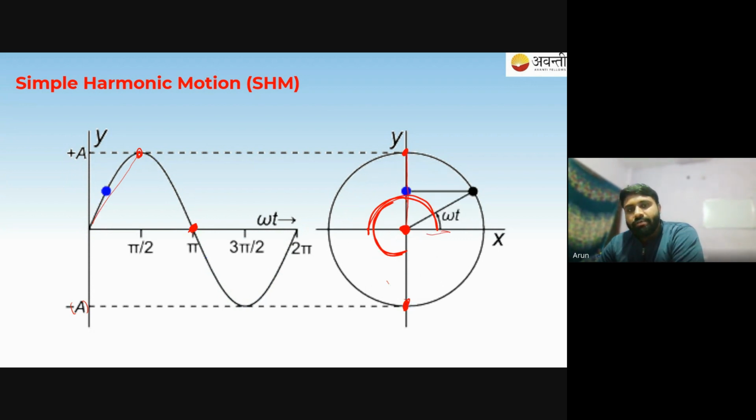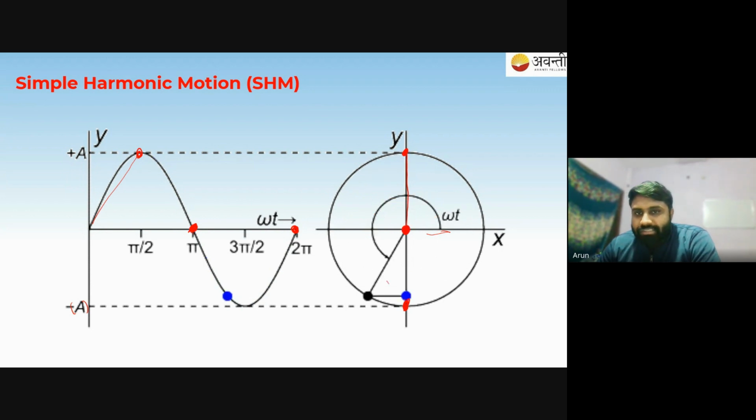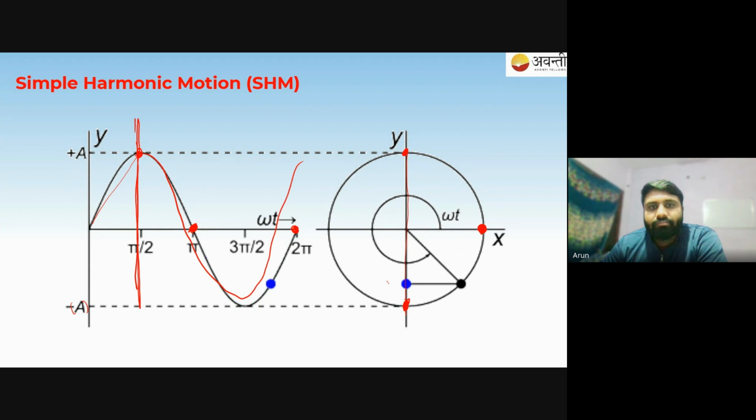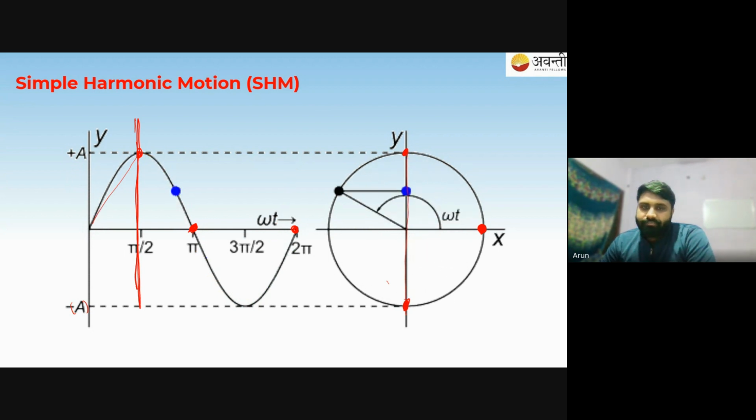So this is how we can project the uniform circular motion with the SHM about the diameter. So we are observing the y-axis diameter, not the x-axis one. If we start observing the x-axis diameter, then when it is at 0 angle, the blue color ball will be here, which means the graph will start from here. Okay, the graph will be like this.